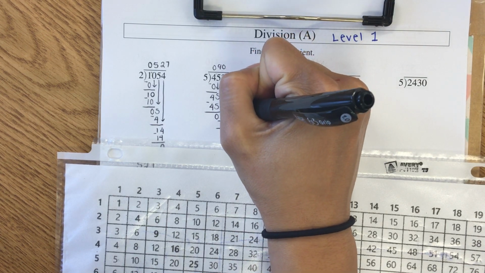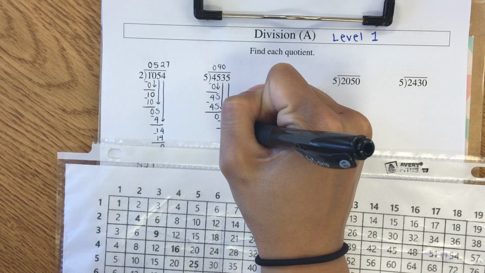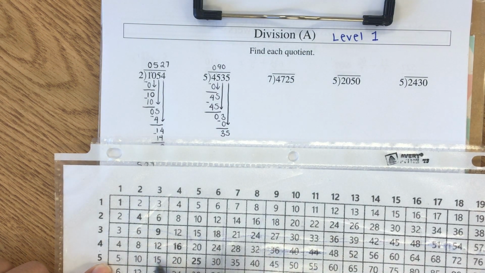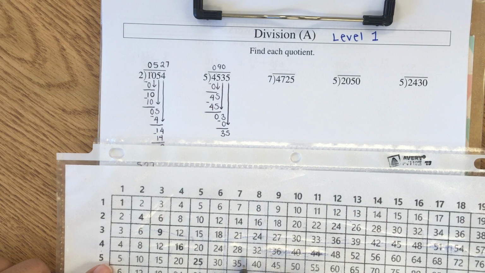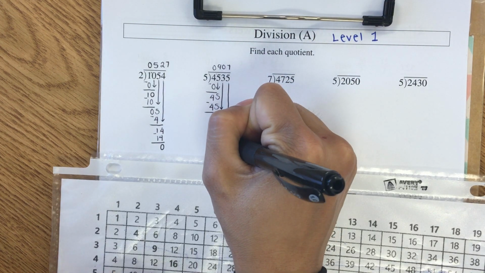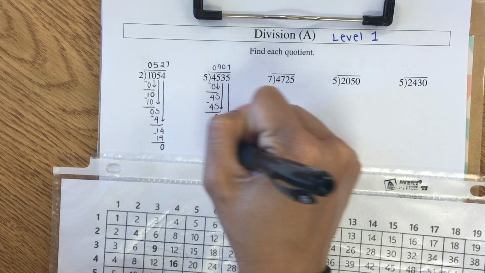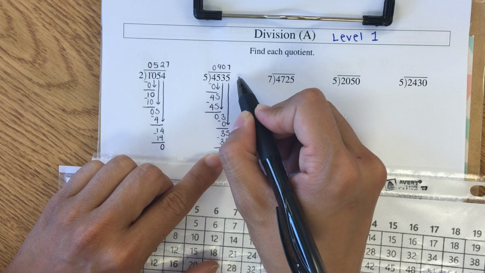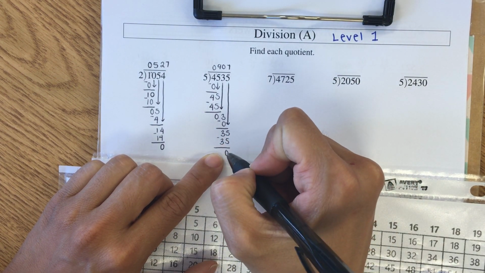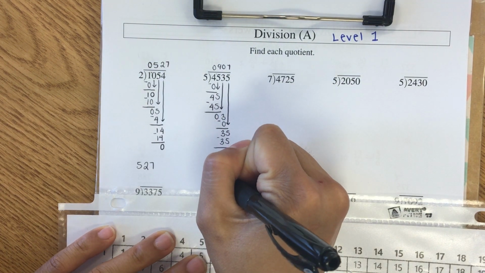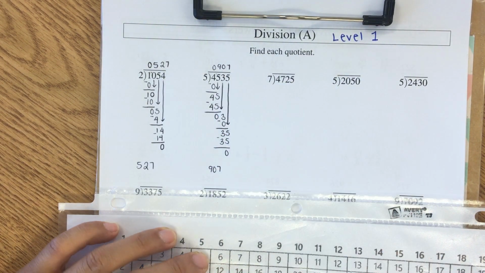Drop down the next number, which is a 5. Now I need to figure out in my row of 5, where do I hit 35 without going over? And again, luckily for us, it hits at 7. So that means 5 times 7 is equal to 35, and 35 minus 35 is equal to 0 here. There are no numbers that I can drop down anymore, and I have a remainder of 0. So that means my solution for this one is going to be 907 here.